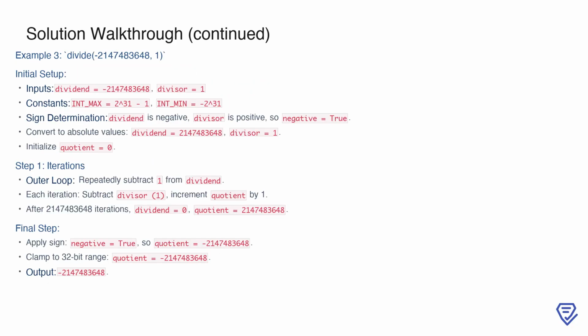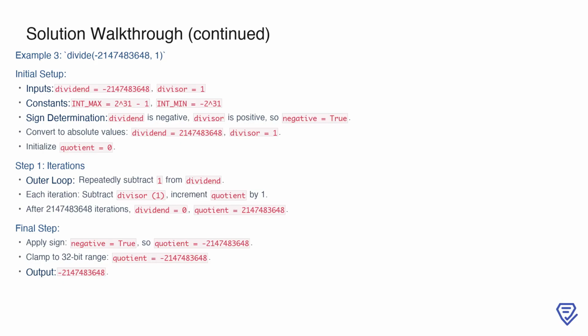For the third example, we divide -2147483648 by 1. The dividend is -2147483648, and the divisor is 1. We define the same constants for the 32-bit integer range. Since the dividend is negative and the divisor is positive, the result will be negative, so we set the negative flag to true.